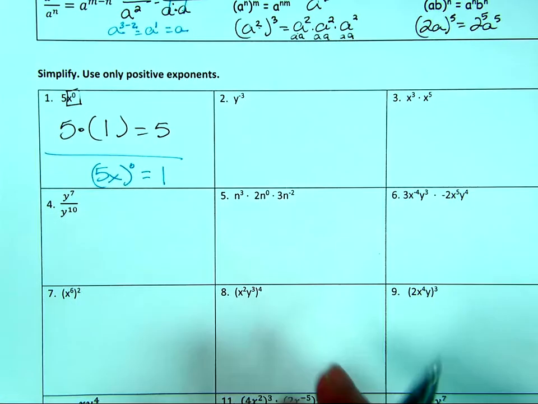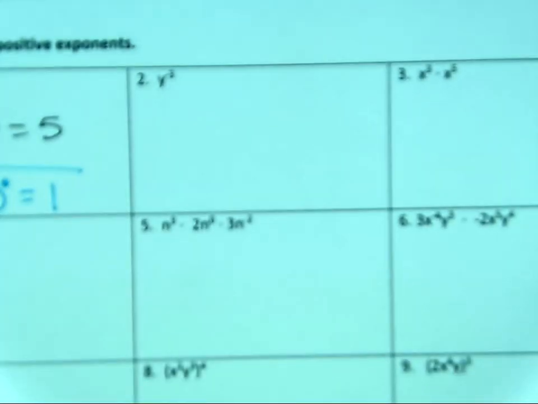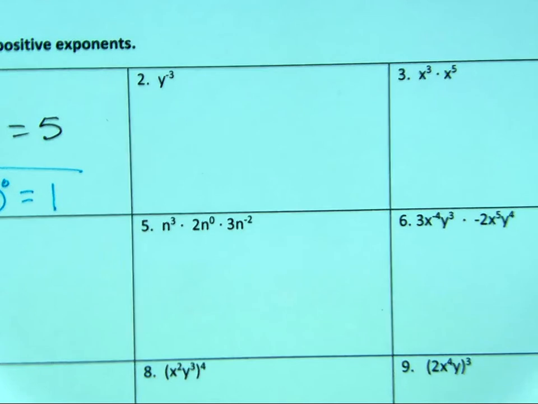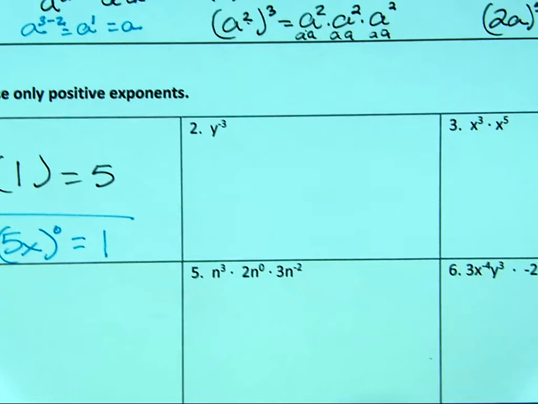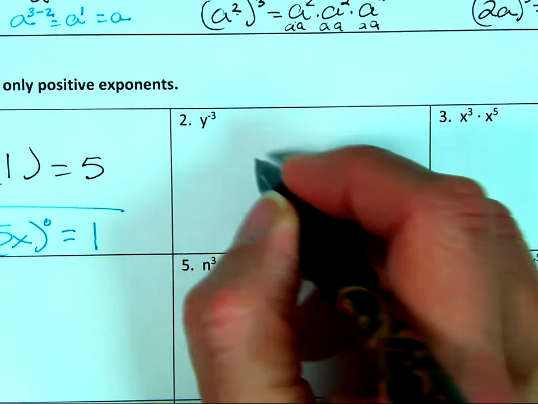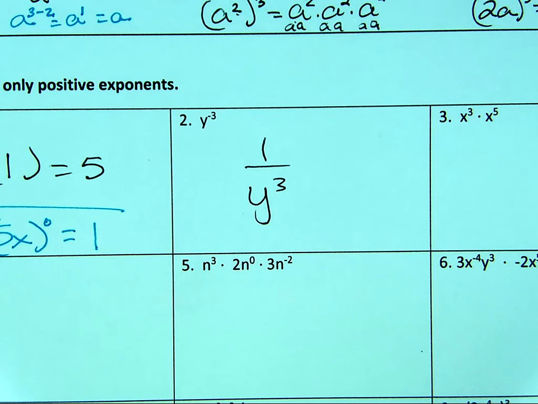So I don't know if you can see that really well. I'll try to zoom in, because that's a negative. So y to the negative third power, it's okay to leave it that way, but if the directions say use only positive exponents like our directions, then we want to change it. And remember, all we have to do is move it to where it's not. So move it to the denominator, and then it becomes positive.